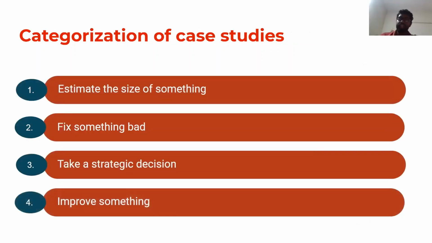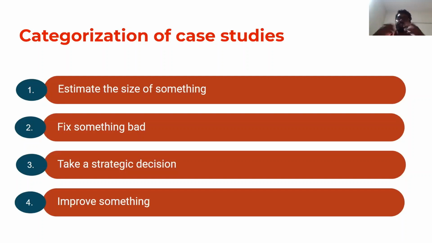these are basically the categorization of case studies. The first thing is you would probably be required to estimate the size of something, estimate the size of the detergent market in India, estimate the size of bike markets in India. That is one kind of case study. Second is fix something bad. Third is take a strategic decision. And four is improving something. Now, estimating the size of something is something which you have done already. The rest three is something which we'll be taking up in this session.